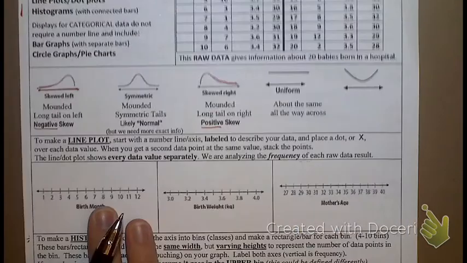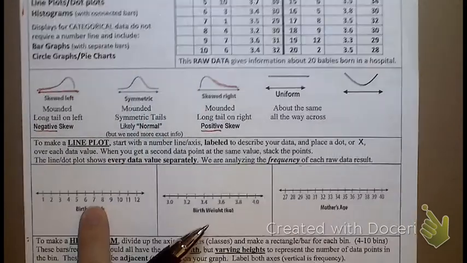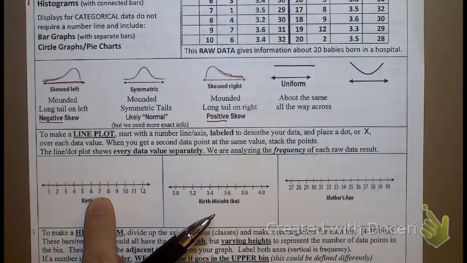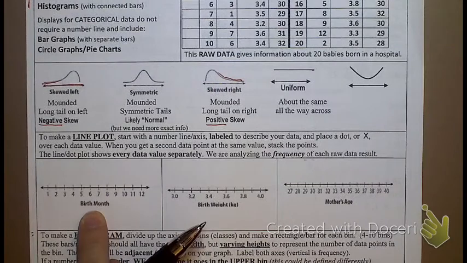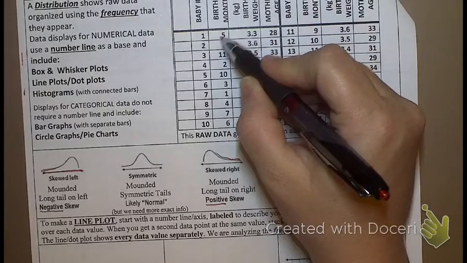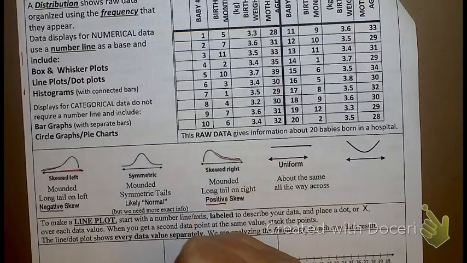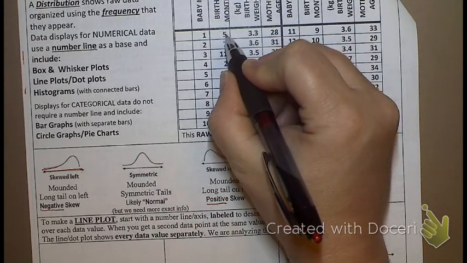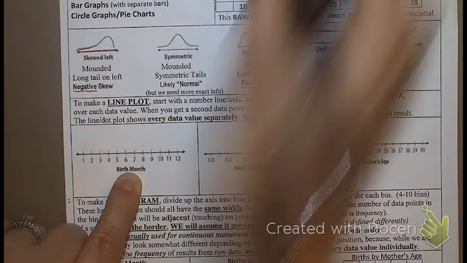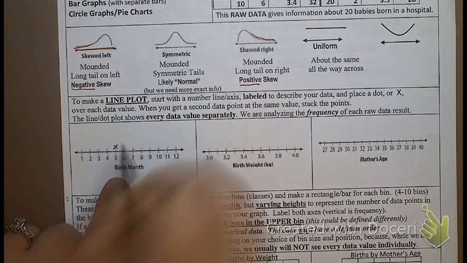So what we're going to do is take information from this table up here and make a line plot, also known as a dot plot. Okay? So what is this category right here? It says birth month. So I want to take the 20 babies' birth months and put them on my chart down here. So baby 1, the birth month is 5. That means I'm going to come down here, and where birth month 5 is, I'm going to put a little X there.